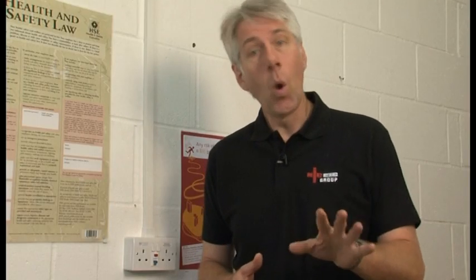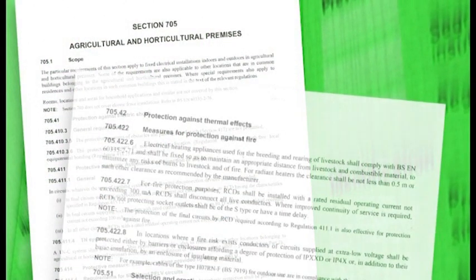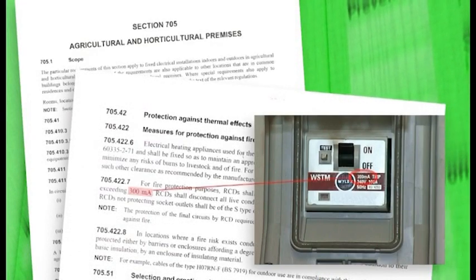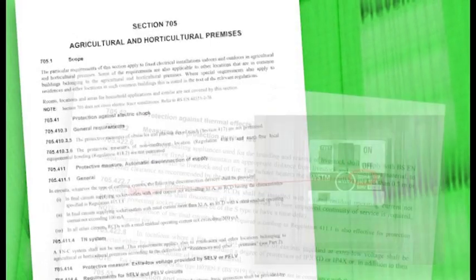So you need to be very familiar with the requirements in the regs for RCDs when deciding what you're going to put in the box, and indeed, as we'll see shortly, which box. It's also important to differentiate between RCDs which are intended to provide additional protection against electric shock, having a maximum operating current of 30 milliamps, and those which may be selected to provide fire protection, which is, for example, a requirement in Section 705, Agricultural and Horticultural Premises, where the maximum operating current must not exceed 300 milliamps.